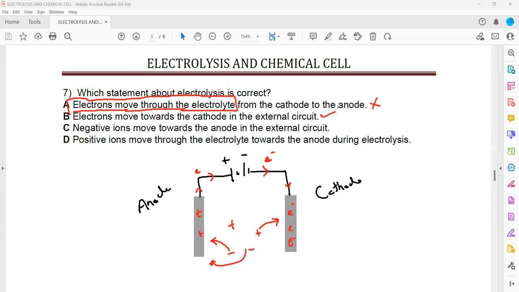So that is correct. That's why B is the right answer. Why not C? The correct answer for this one is B.